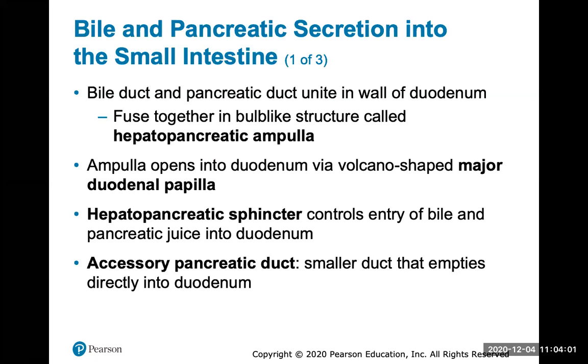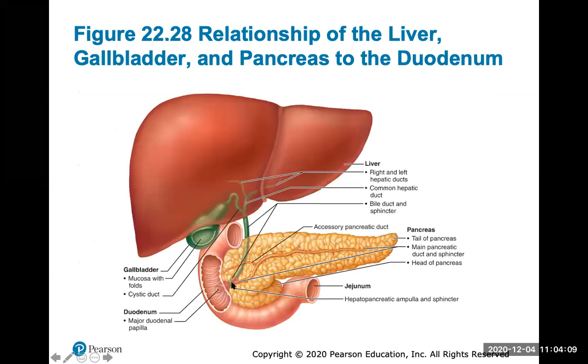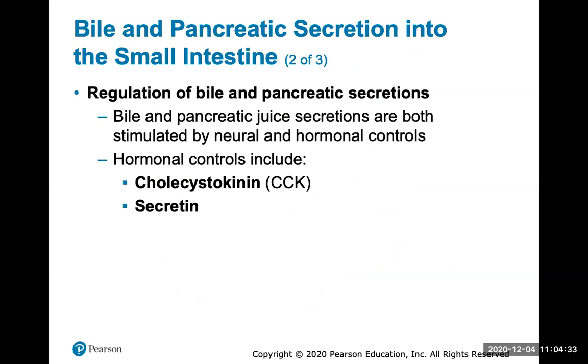Let's see. This is where the pancreas, the pancreatic duct and the bile duct will unite in the wall of the duodenum and empty their contents through the major duodenal papilla. So bile from the liver and gallbladder travel through the common hepatic duct. This is actually a great picture describing the common hepatic duct going up, cystic duct going to the gallbladder, and then the common bile duct traveling down, uniting with the pancreatic duct and emptying all their contents, whether that's pancreatic juice or bile. Regulation of bile and pancreatic secretions, again, they're controlled by neural and hormonal controls.